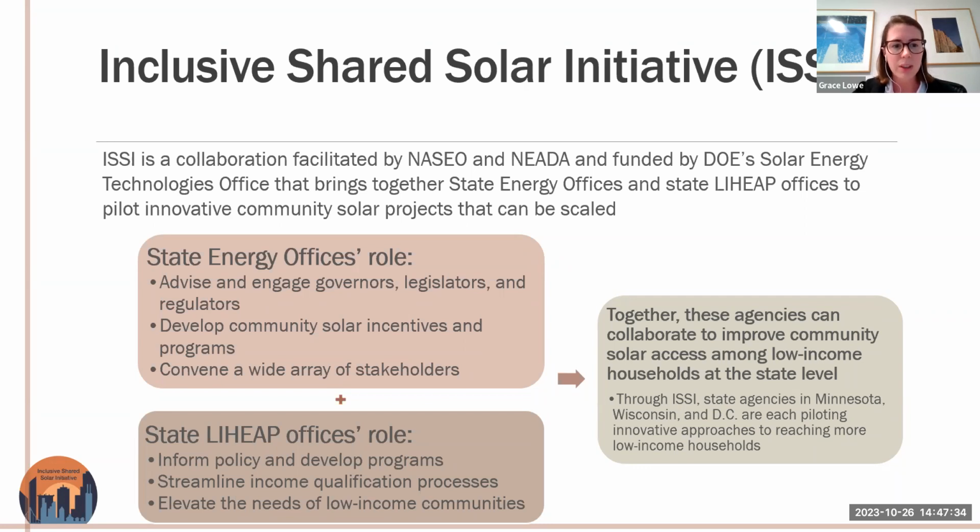And so in partnership with state LIHEAP offices, those offices play an equally important role in ensuring that the low-income households that receive access to community solar are served, and that their benefits are received. And so really informing policy and developing programs that align with state LIHEAP office goals and priorities, helping streamline income qualification processes so that households don't have to repeatedly prove that they are income qualified to receive these clean energy benefits, and then just elevating the needs of low-income communities.